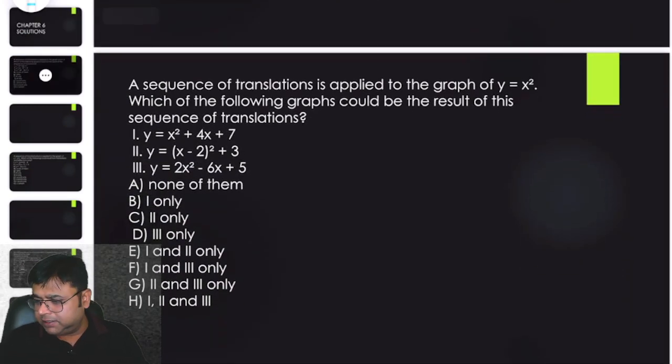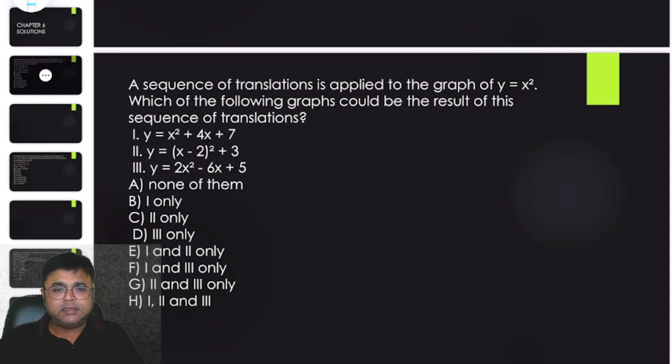The first question is: a sequence of translations is applied to the graph of y equals x squared. Which of the following graphs could be the result of this sequence of translations?